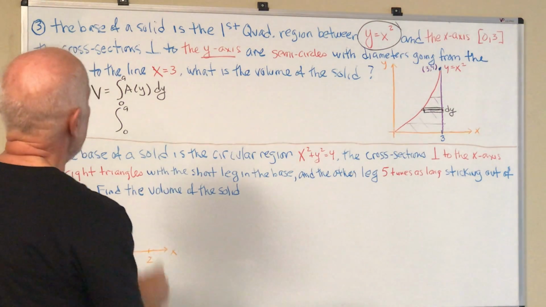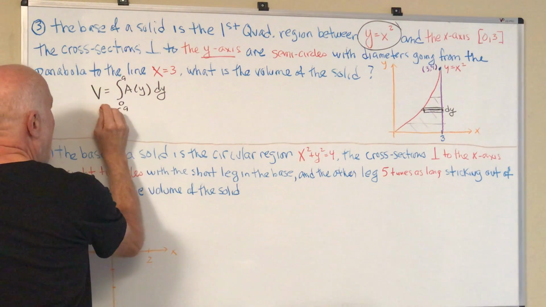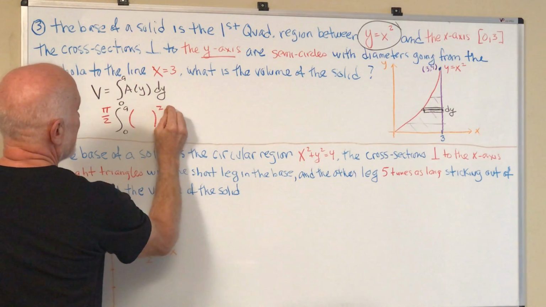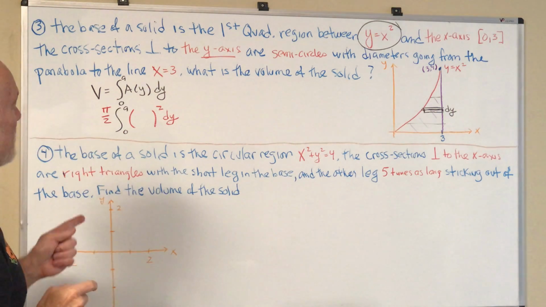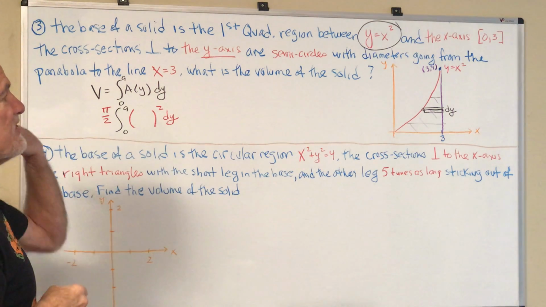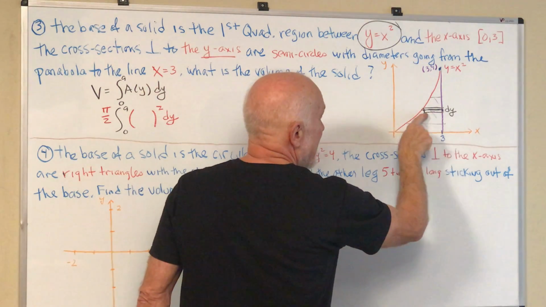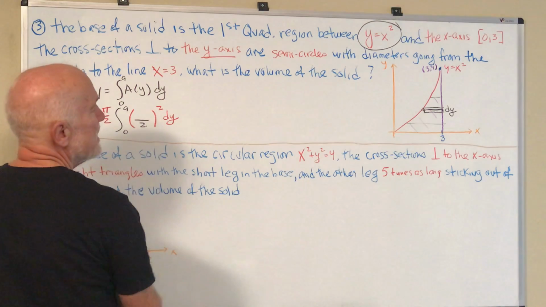So what is the formula for a semicircle? It's 1/2 pi r squared. Now, here's another place where you have to be a little careful because it's r squared, it's not the diameter squared. This distance right here is the diameter. So we want to make sure we divide by 2.